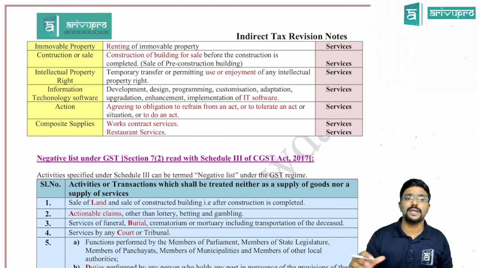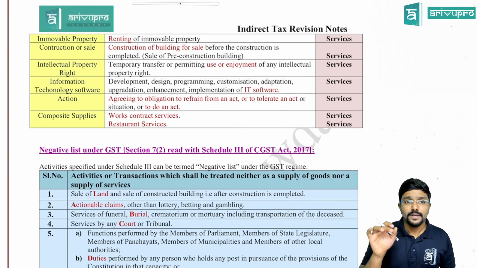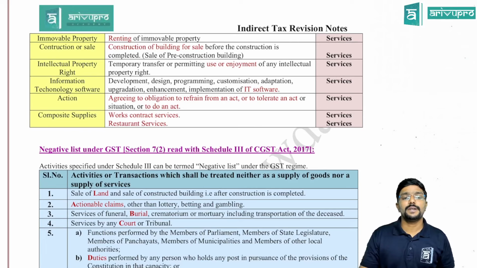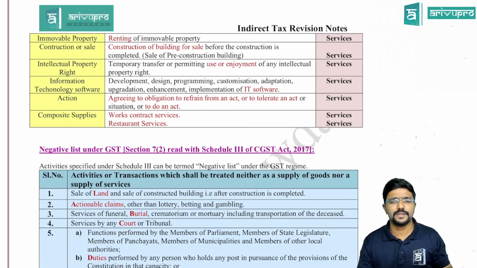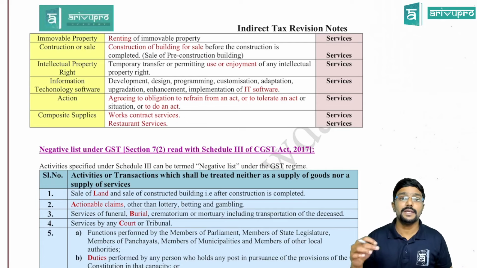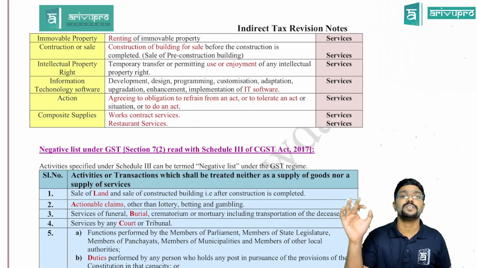Okay. Next, intellectual property right, temporary transfer or permitting use or enjoyment of any intellectual property right. It is always a supply of services. Information technology software, development, design, programming, customization, adaptation, upgradation, enhancement, implementation of IT software. It will always be a supply of services. Any supply of IT software would be service. And here IT software means not income tax, but information technology.